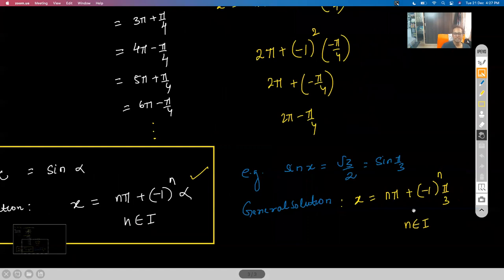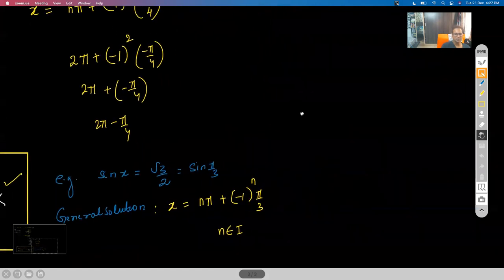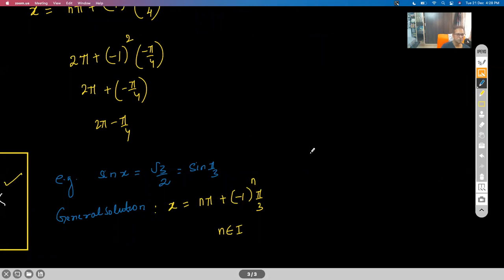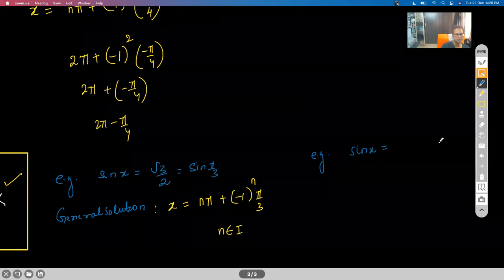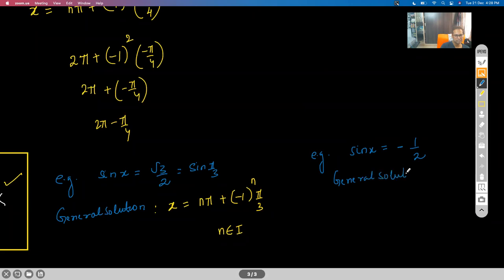Is it fine? Any questions anybody has? Okay, so one last example we'll take up, and after that we will move on to the next set. So please solve sine x equal to negative half. Find the general solution for this equation. What do you think is the general solution for this equation? Give me your answer on the chat box.